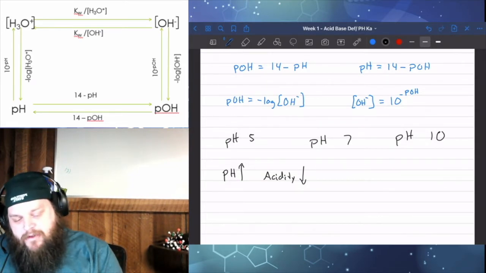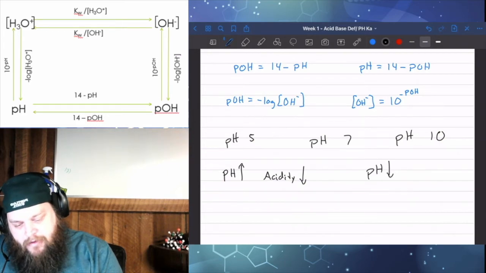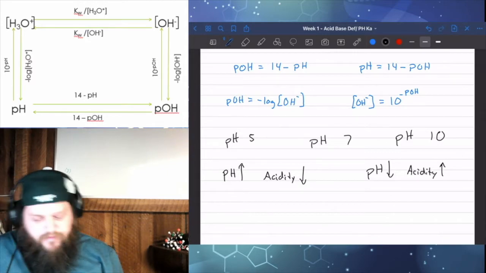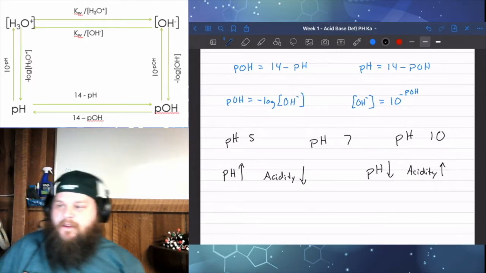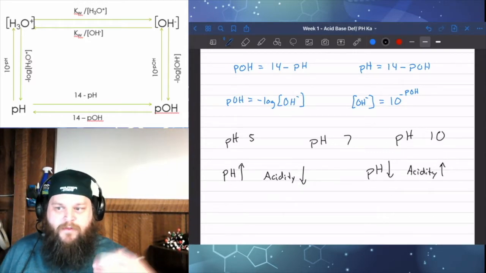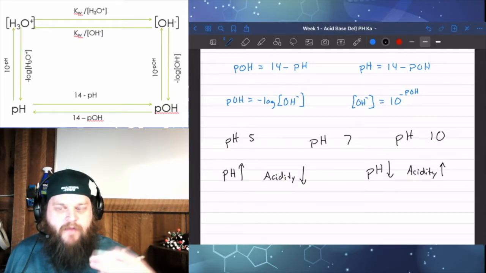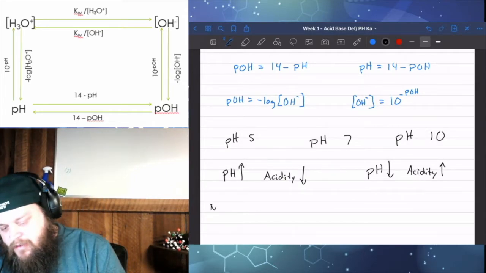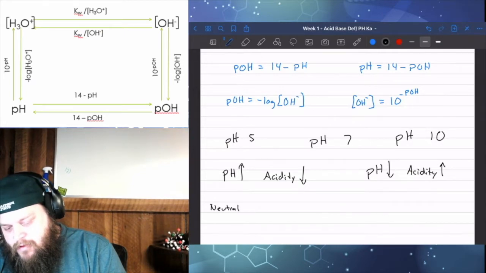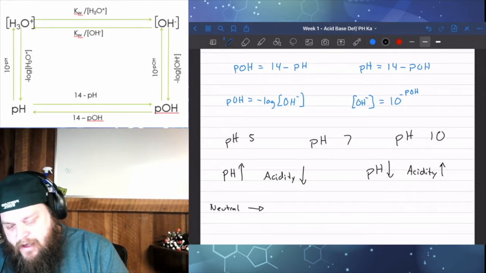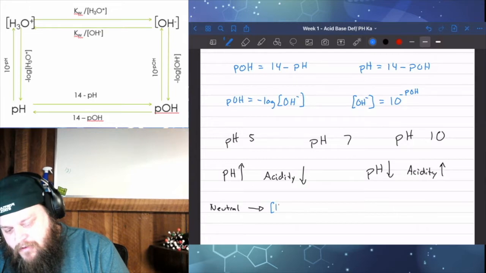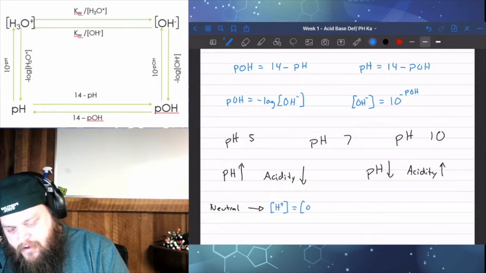As the pH decreases, the acidity increases. Kind of the same idea but backwards. And neutral is when the pH is right in that middle. So even something that's neutral is going to have the concentration of hydrogen equal to the concentration of hydroxide.